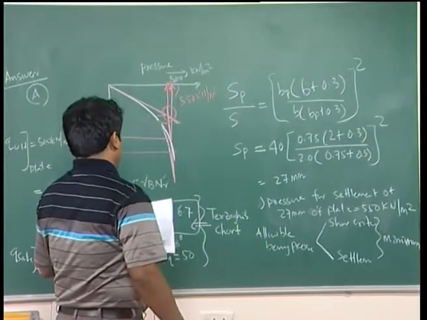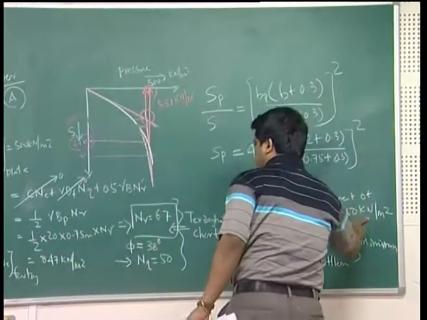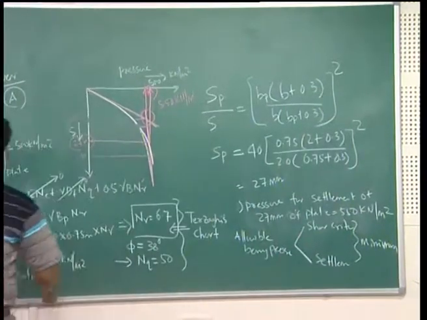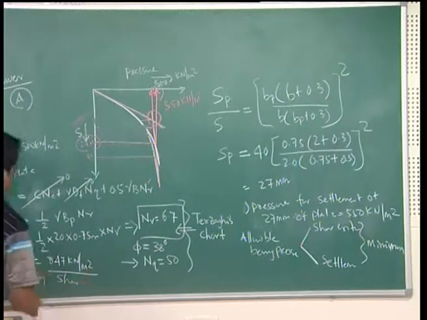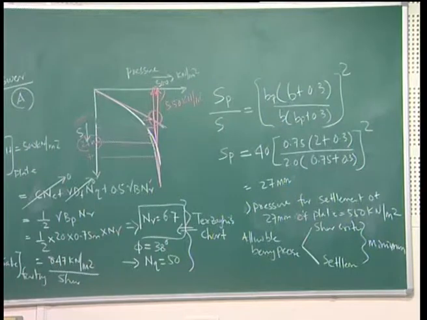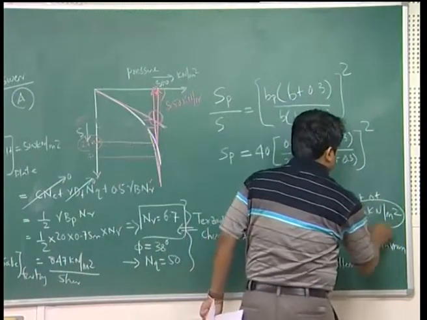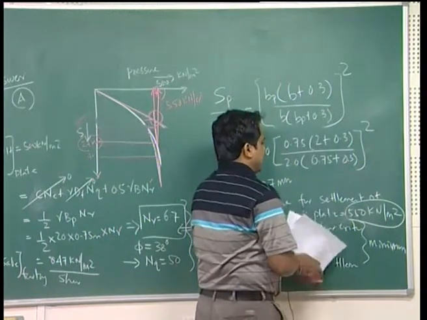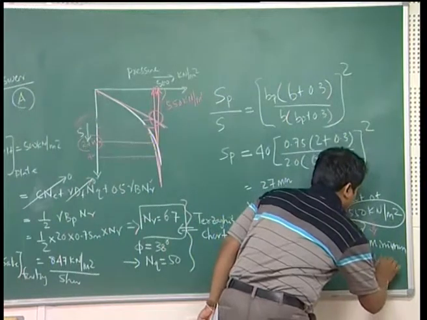So now, which one is smaller? Whether 550 kilonewton per meter square is smaller, and this is because of your shear, or 847 kilonewton per meter square is smaller. That means 550 kilonewton per meter square is smaller. This value is to be adopted.